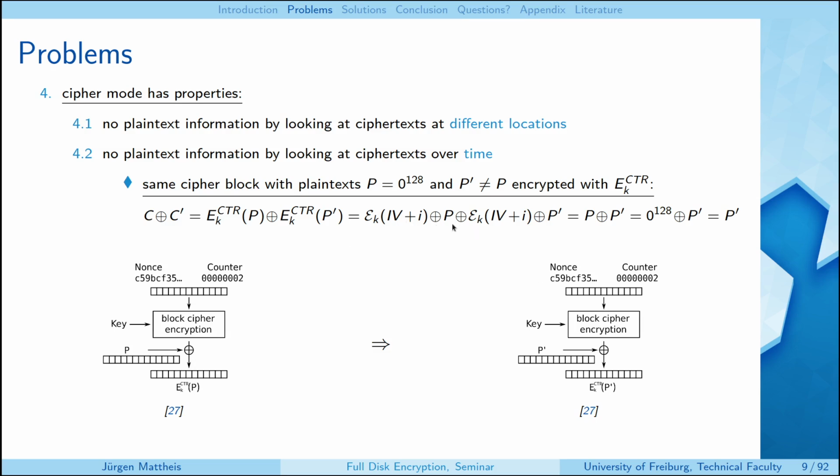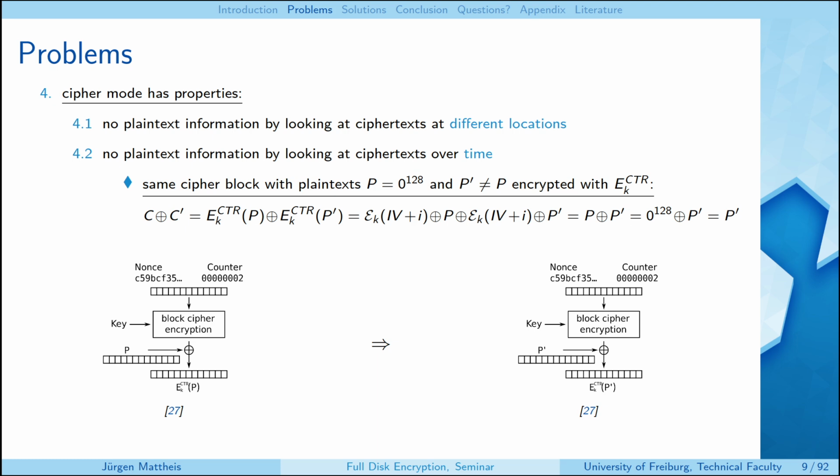encryption formula. And the problem is, if you have the same cipher block, it has the same counter here, and then this encryption result just cancels out, and then you have plaintext XOR plaintext, and if at the beginning the plaintext was just 0, a bit vector of zeros.